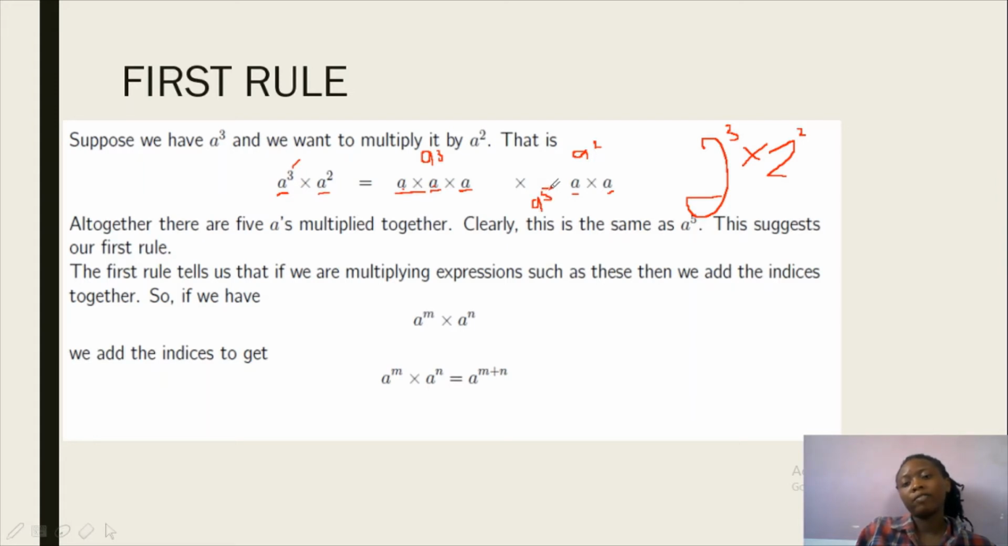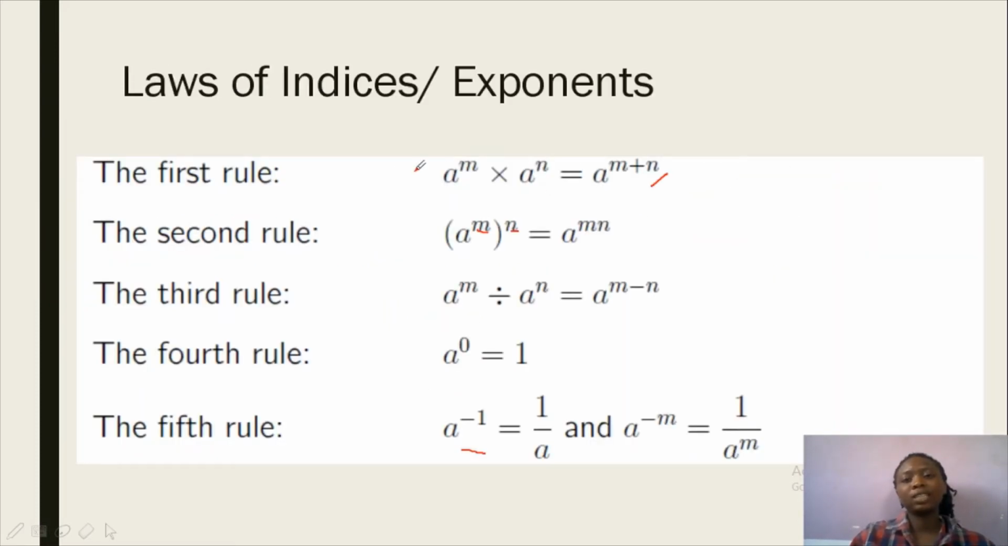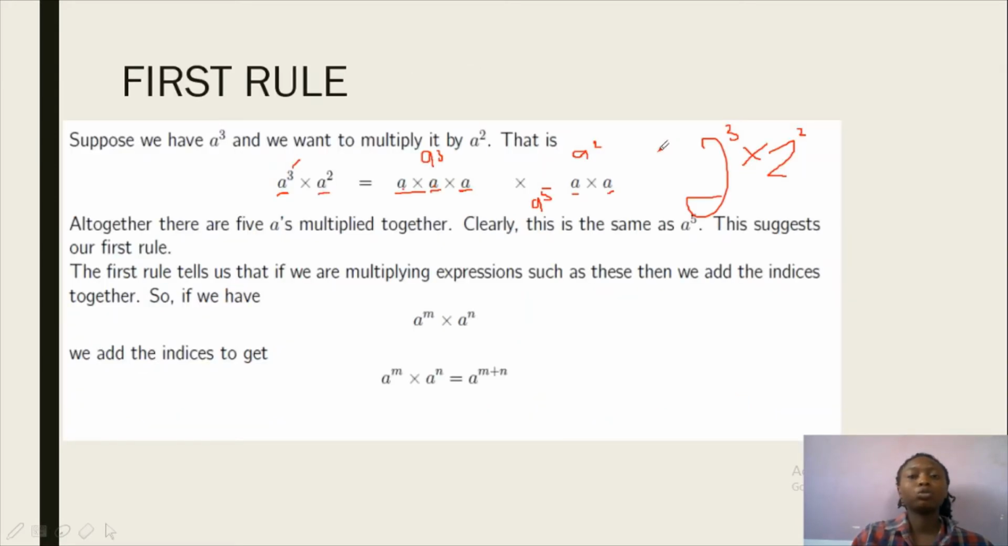A raised to the power 5. This is one way of finding the answer. But don't forget, they said you should maintain one of the A's and add the exponent. So that's a simpler way to solve.